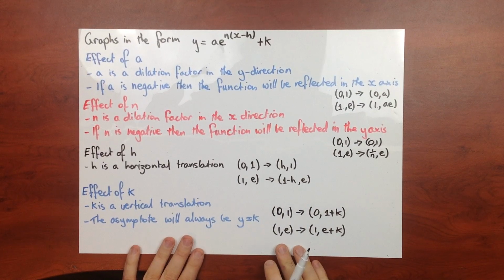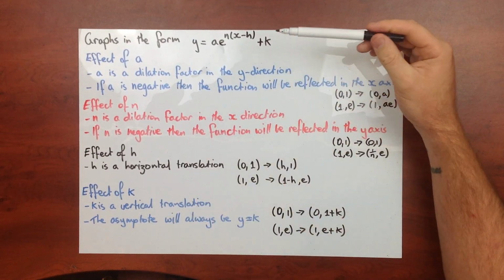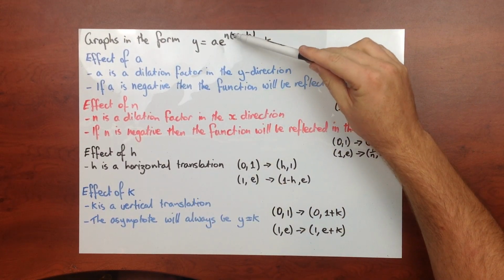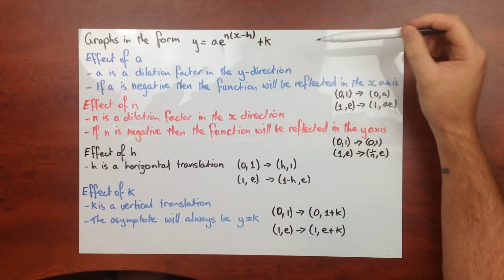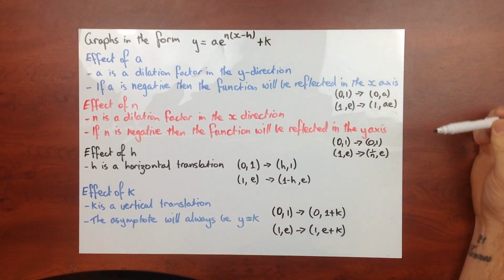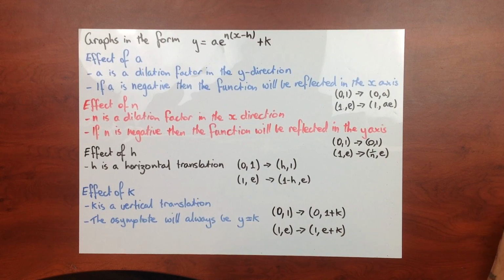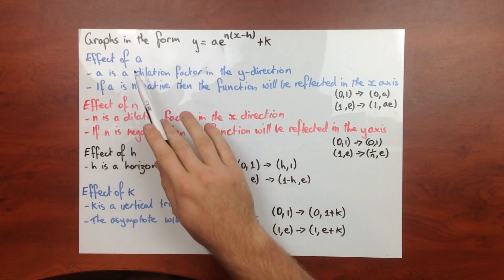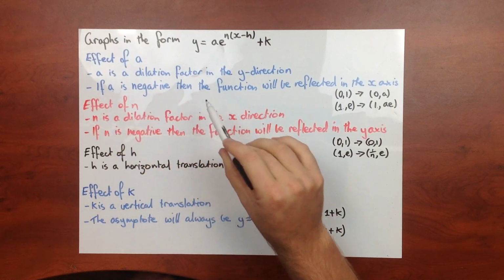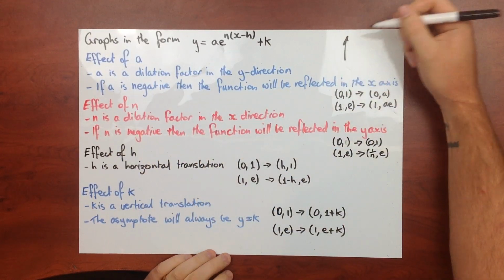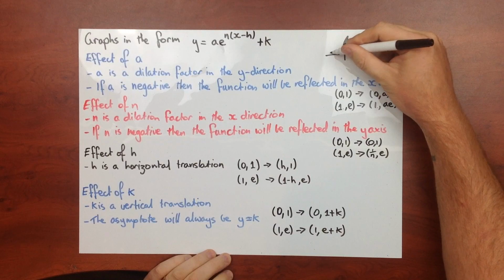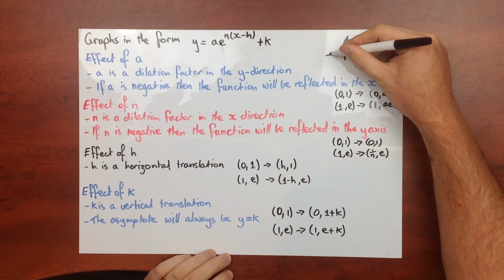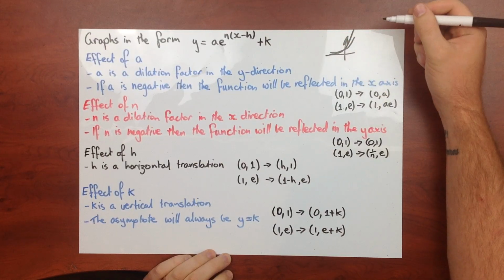Now what we're looking at is graphs in the form y equals a e to the power of n(x minus h) plus k. This is going to have all of our dilations and reflections and translations involved. We'll start off by having a look at what a does. So a is a dilation factor in the y direction, which means it's going to stretch it up. So if we started something like this, we're now going to be coming through and coming up higher.